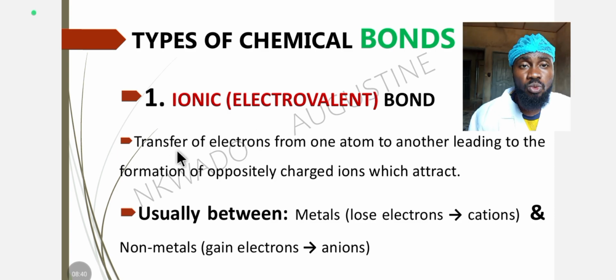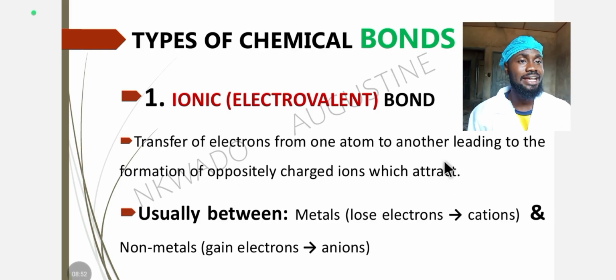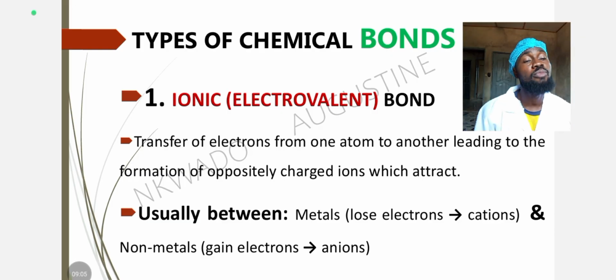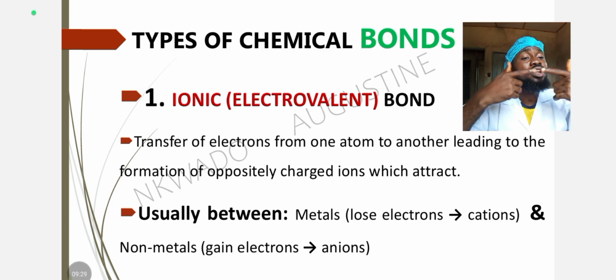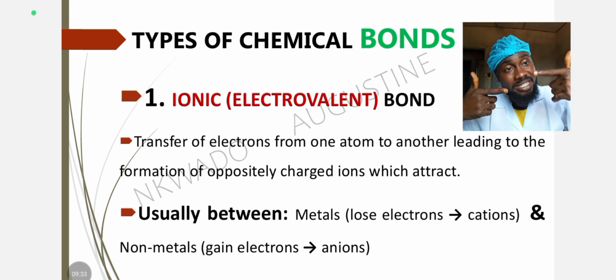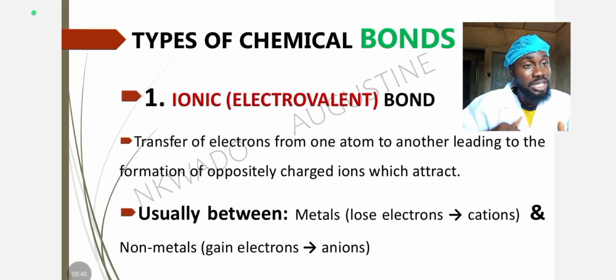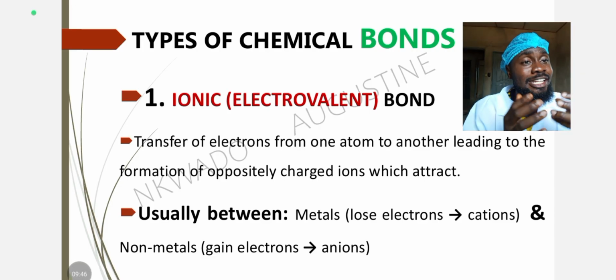So let's look at the statement we have here. It's the transfer of electrons from one atom to another, leading to the formation of oppositely charged ions, which attract. So an electron is transferred from one atom to the other. One receives, one gains, a redox process. Both atoms are usually oppositely charged: one is positively charged, one is negatively charged. No two positively charged or two negatively charged ions can form an ionic bond. An ionic bond can only be formed by different charges, negative and positive. It must be opposite, because there needs to be a transfer of electrons.